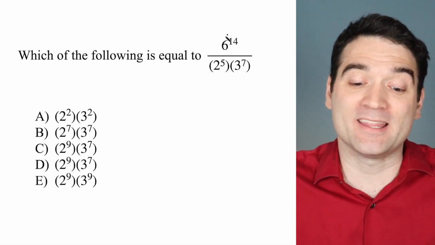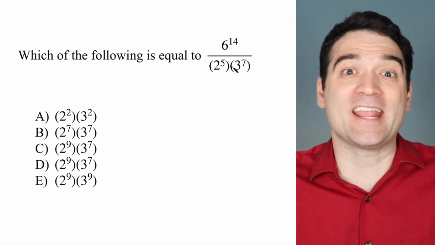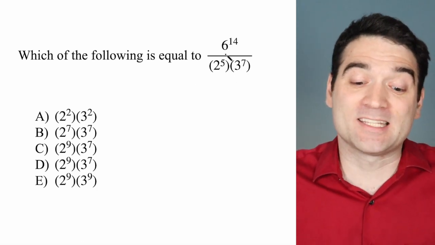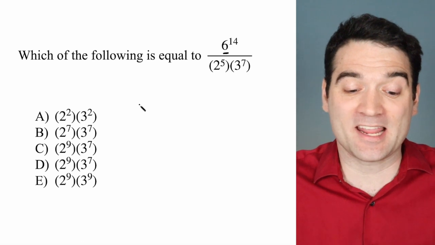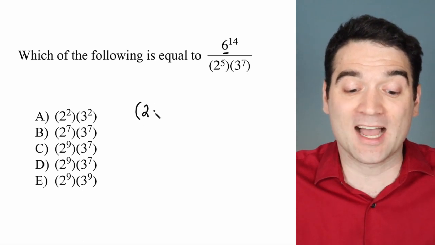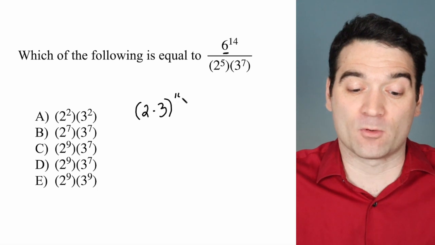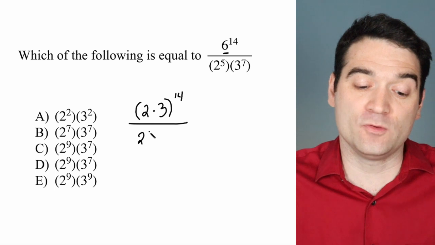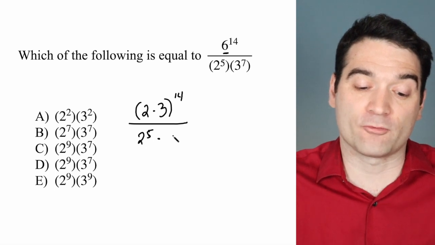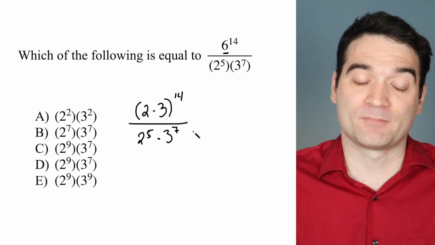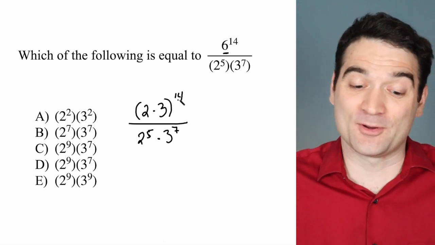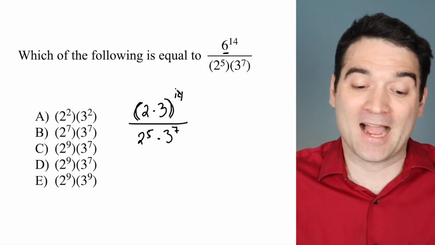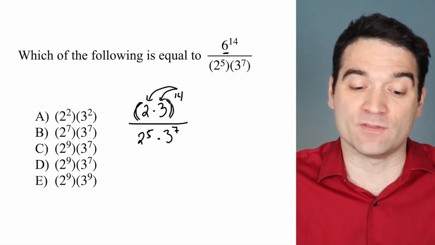Now, when you have a problem like this, it's very, very helpful to break everything down to primes. Let me show you what I'm talking about. 6 to the power of 14 is the same thing as 2 times 3 to the power of 14. So I'm just going to rewrite the whole thing here. So I have 2 times 3 to the power of 14 over 2 to the 5 times 3 to the 7. And if I use my exponent rules, I know that when I have a multiplication like this raised to a power, I can distribute that power into each of these terms.